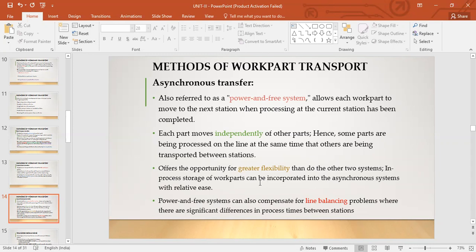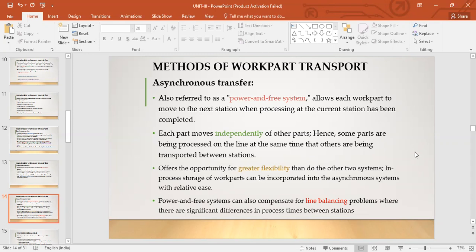In process storage of work parts can be incorporated into the asynchronous system with relative ease. So in process storage is another feature. And power and free systems can also compensate for line balancing problems where there are significant differences in process times between the stations.